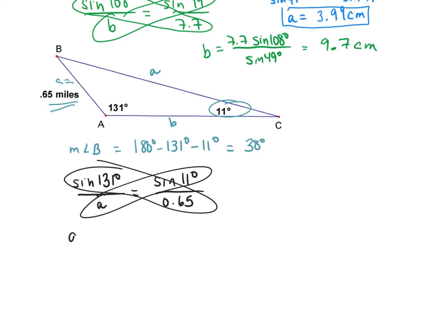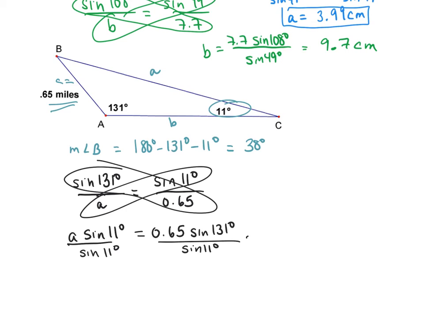Same idea. These all work very similar once you get them set up. A sine 11 equals 0.65 sine 131. We'll divide both sides by sine 11. And again, sine 11 is just a number. So we get 0.65 sine 131 divided by sine 11. And so if I work that out in the calculator, it gives me about 2.6. And that'd be 2.6 miles because our original unit was in miles as well. So side A is 2.6 miles.